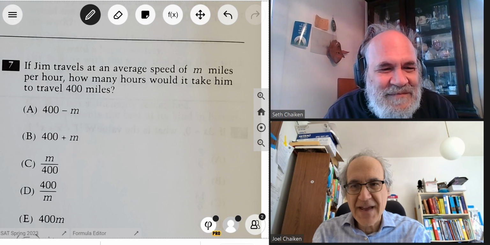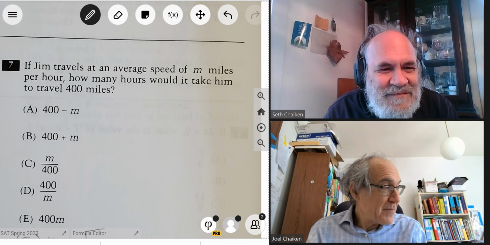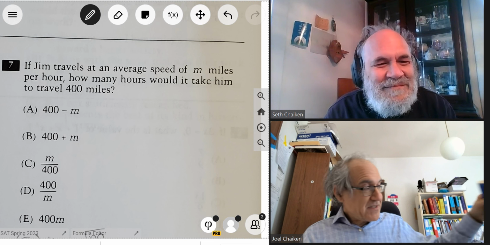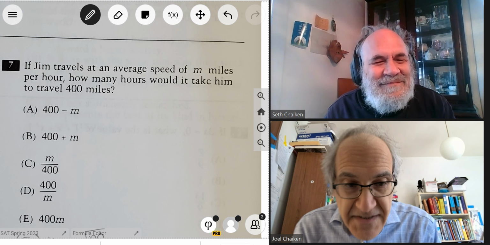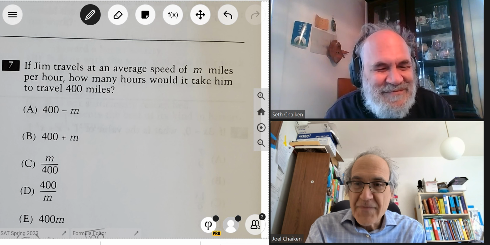Any math question. This is a question taken from an older book, but it feels like a question that could be a post 2016 question. So let's get right to it. Why don't you try it, pause it, come back, and we'll just do it.